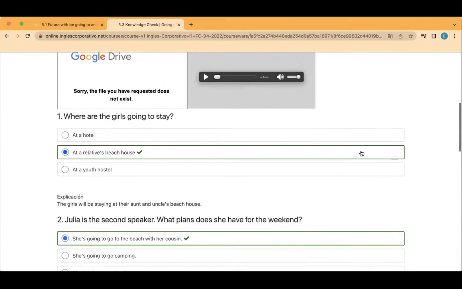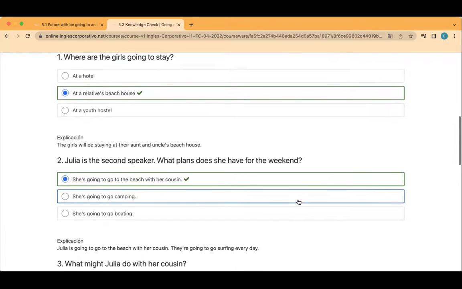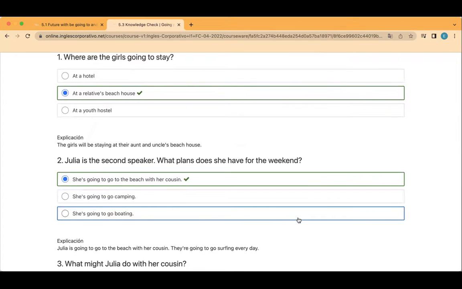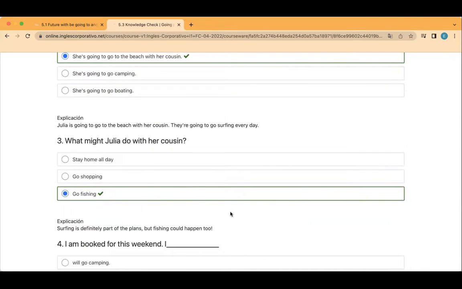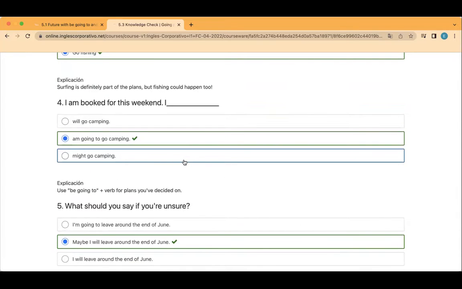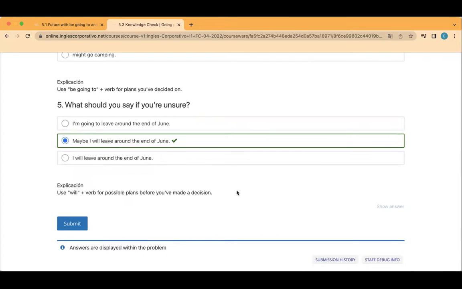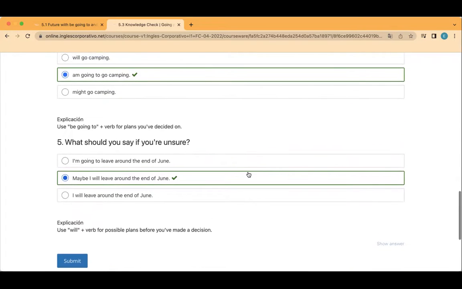Very good. So number one, correct, at the relative's house. That's number one. Number two is correct. Going to stay at the beach house. Okay. Number three, the cousin likes to go fishing, right? Number four, they're going to go camping. And the last one, number five, is with the maybe. When you're not sure, you use the word maybe. Any questions?